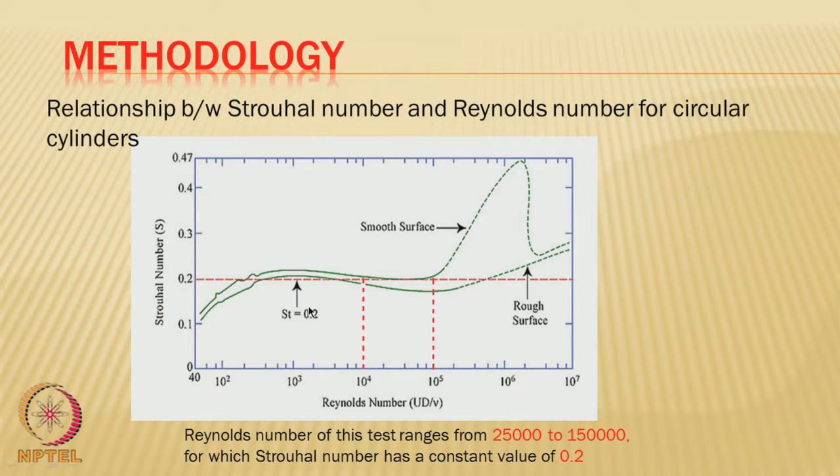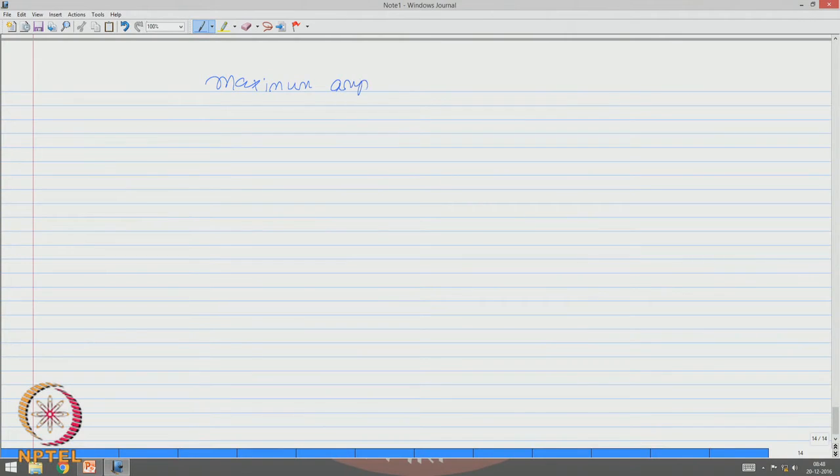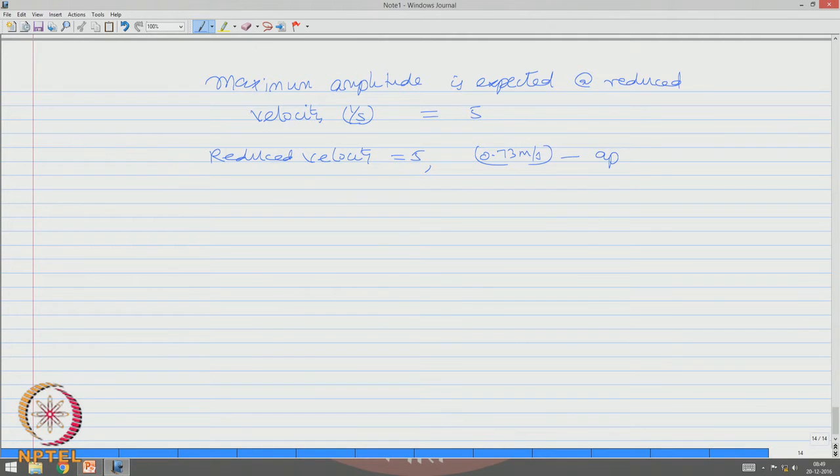So, the maximum amplitude is expected at reduced velocity of 1 by S, which is actually equal to 5. The reduced velocity of 5 means that 0.73 meter per second is the appropriate value which we are looking for.